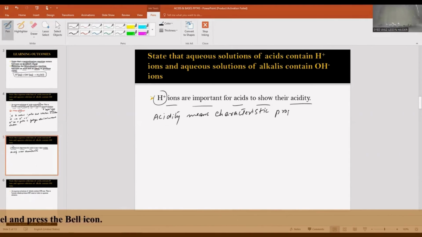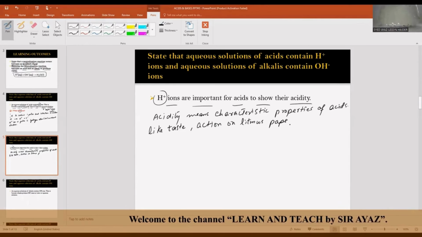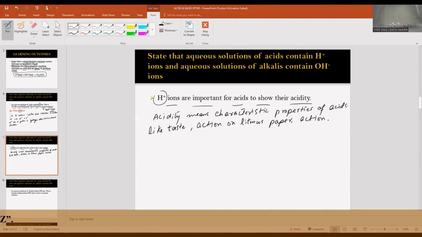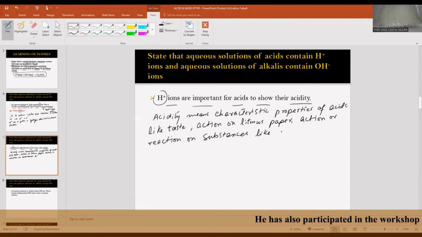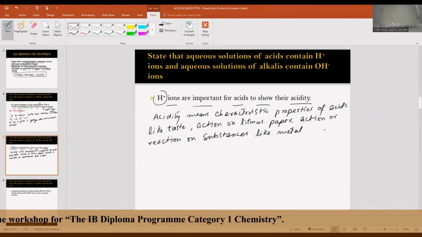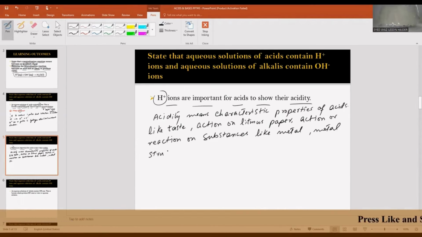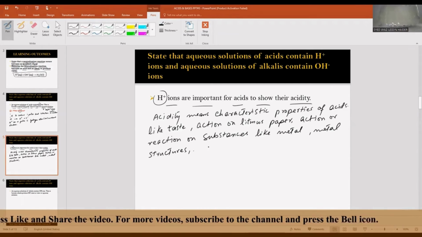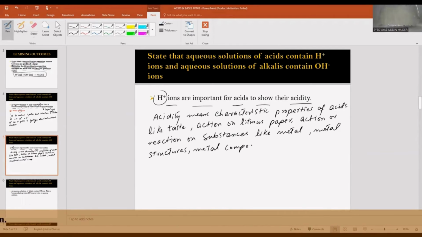Characteristic properties of acids. You can include all the characteristic properties like taste, action on litmus paper, action or reaction on substances like metal, metal structures, compounds of metals like metal oxides, metal hydroxides, metal carbonates, and even on living organisms.